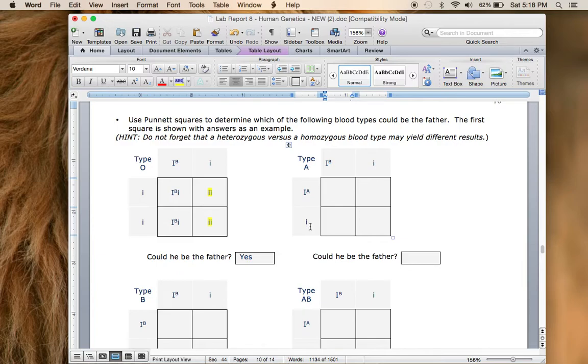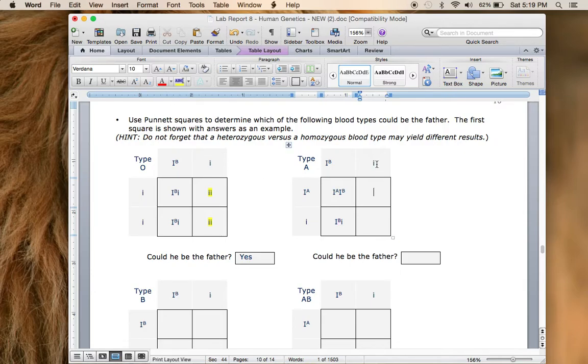So in the type A heterozygous individual that's the father, and the type B heterozygous individual that's the mother, the possible outcomes for the children would be type AB. We could also do a type B.